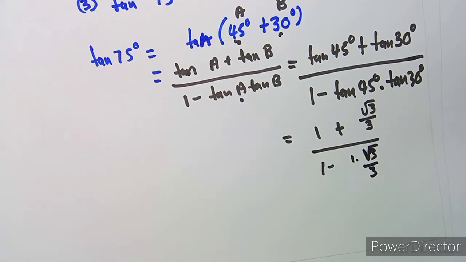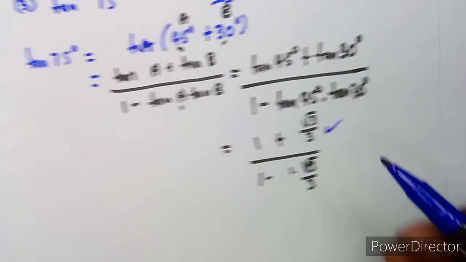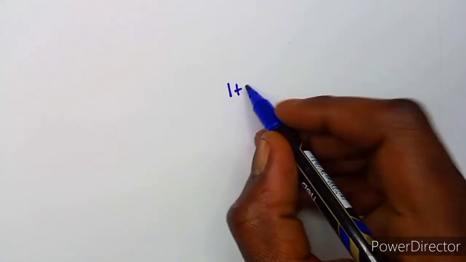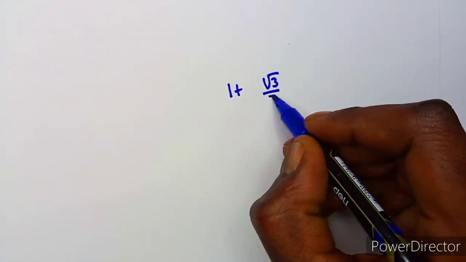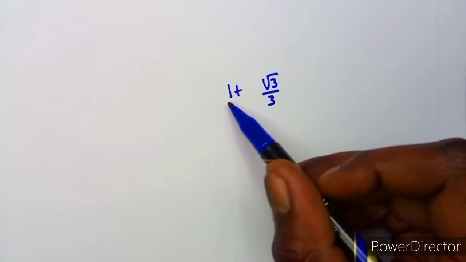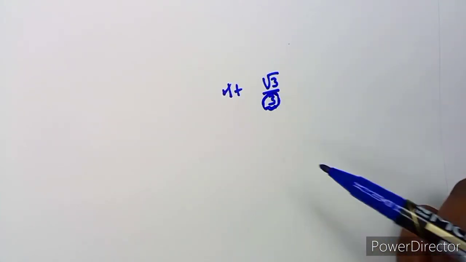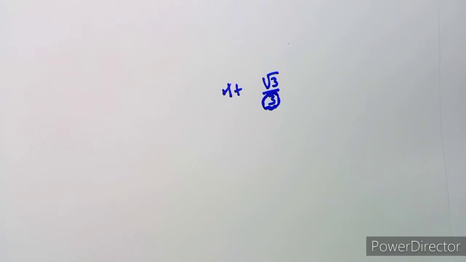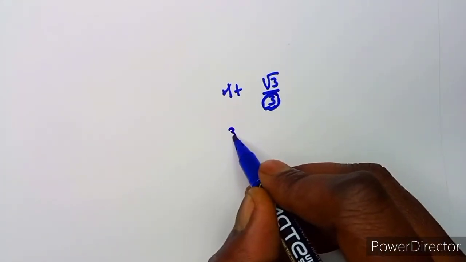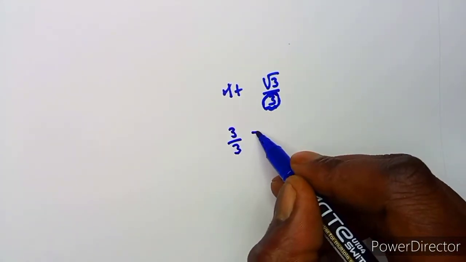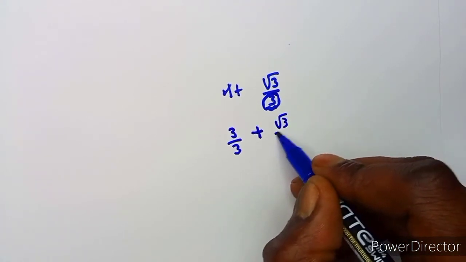All right, so there are some magics that we have to play. Which magic can we play? Let's just add these two aside: 1 plus square root of 3 over 3. This simply means you can add, and 1 you can put as a fraction. You can just write it as 3 over 3, isn't it? 3 over 3 plus square root of 3 over 3.